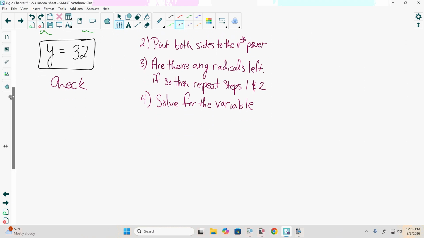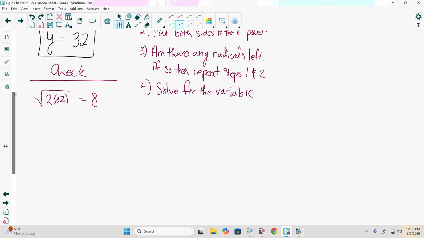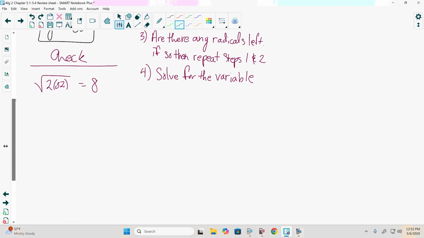Now the last thing we need to do is check, because on the review sheet it said solve the equation and check your answer. We're going to need to check it. If the instruction says to check it, you need to check it. There are points assigned to checking your answer. So this here, we get the square root of 2 times 32 is equal to 8. So when I'm looking at checking and grading it for if you checked it, bare minimum, I'm going to need this.